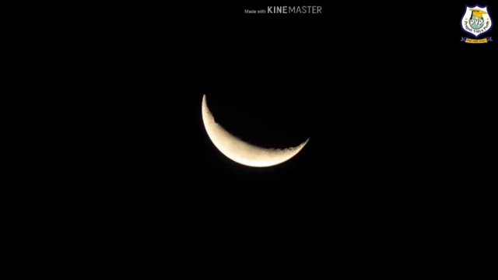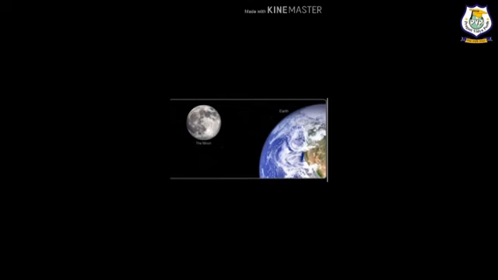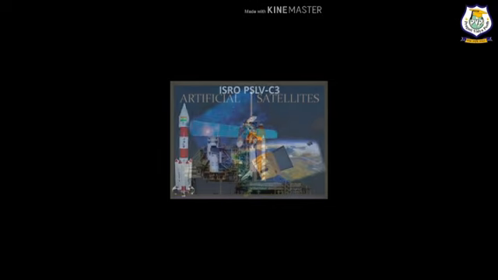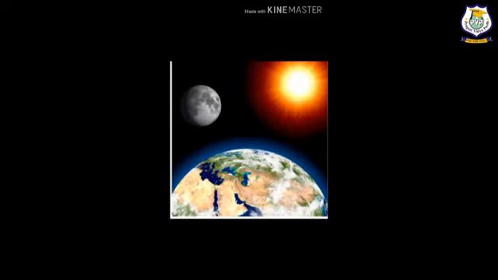Well, there are two types of satellite. First one is natural satellite and another one is artificial satellite. Moon is the natural satellite of the earth because it exists naturally in the universe. And the satellites made by human beings are artificial satellites like PSLV and many more. And students, moon does not have its own light. It shines because the light of the sun falls on it.